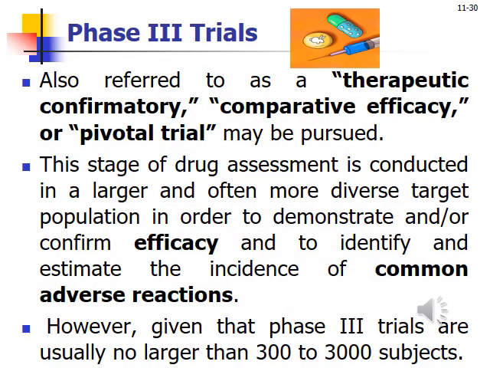Phase 3 trials, also referred to as therapeutic confirmatory, comparative efficacy, or pivotal trials, may be pursued. This stage of drug assessment is conducted in a larger and often more diverse target population in order to demonstrate and confirm efficacy and to identify and estimate the incidence of common adverse reactions. However, given that phase 3 trials are usually no longer than 300 to 3,000 subjects.